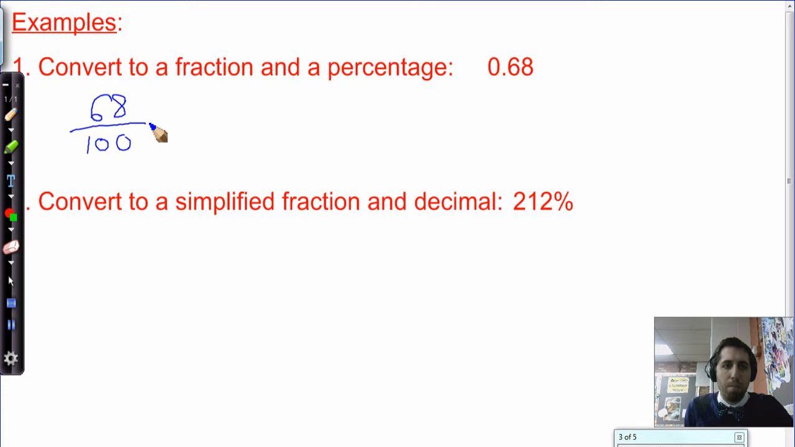So we should have said a simplified fraction. Now if I want this as a simplified fraction, I know I need to simplify this because they're both even. They're divisible by 2 at least. That's what most people do first. They'll divide by 2. This would give us 34 out of 50, but these are both even still. We can divide by 2 again.